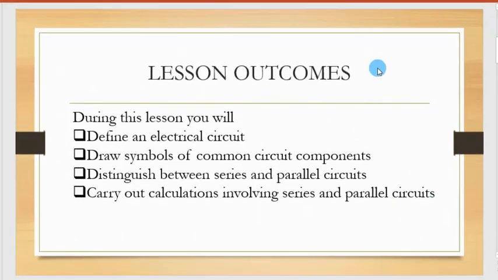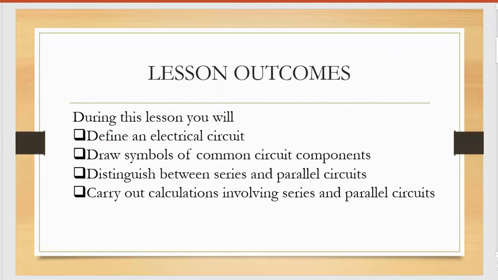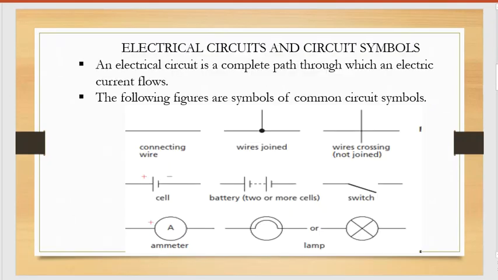Okay, so let us go to our first outcome, which is looking at an electrical circuit. An electrical circuit can be simply defined as a complete path through which an electric current flows. For an electric current to be able to flow, it needs a complete path. That complete path through which an electrical current passes is what we call an electrical circuit.